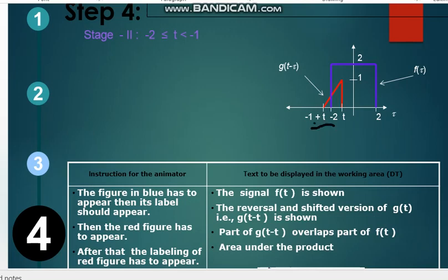Outside of -2 and inside of -2. That means the outside point starts from -2 to -1. From -2 you have to calculate the value of -2 to -1. Here there will be some point, there is -1.